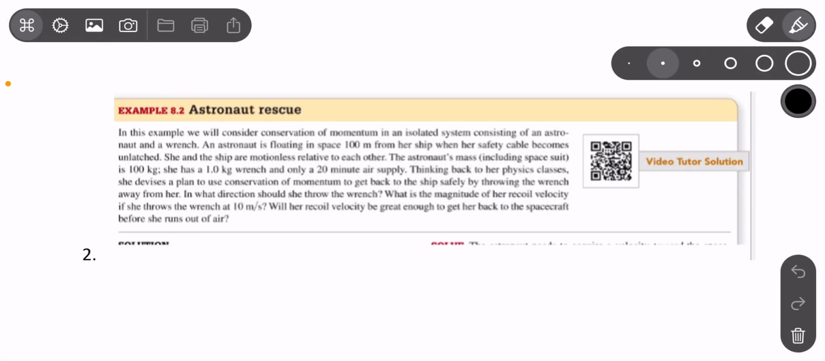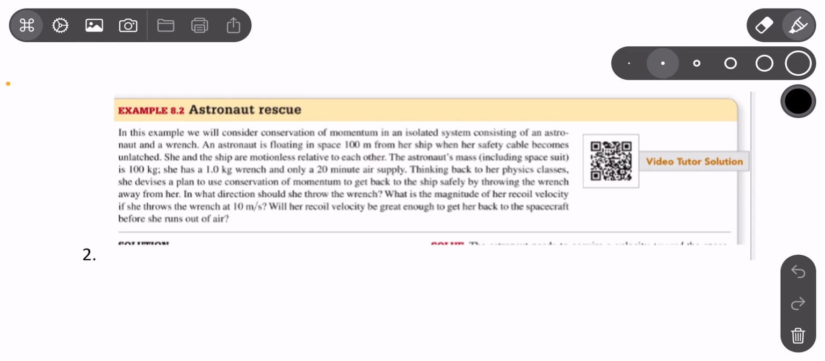Next example, we're looking at the conservation of momentum in an isolated system consisting of an astronaut and a wrench. We have to remember that space is kind of frictionless, and that the astronaut is floating in space 100 meters from her ship, but her safety cable becomes unlatched. She and the ship are motionless relative to each other.